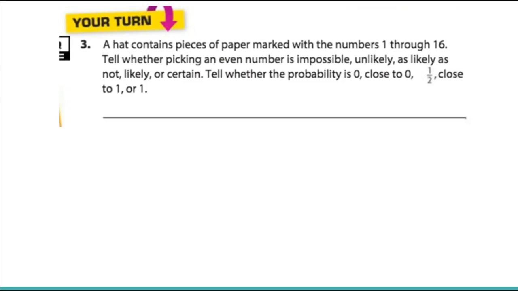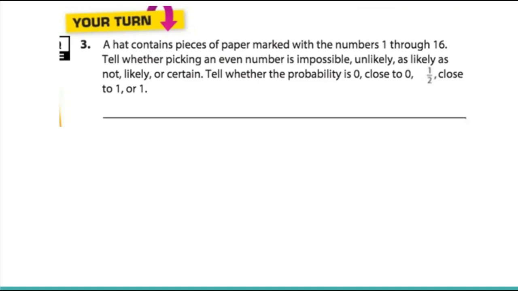All right, so it says a hat contains pieces of paper marked with the numbers 1 through 16. Tell whether picking an even number is impossible, unlikely, as likely as not, likely, or certain. And tell whether the probability is 0, close to 0, 1/2, close to 1, or 1.